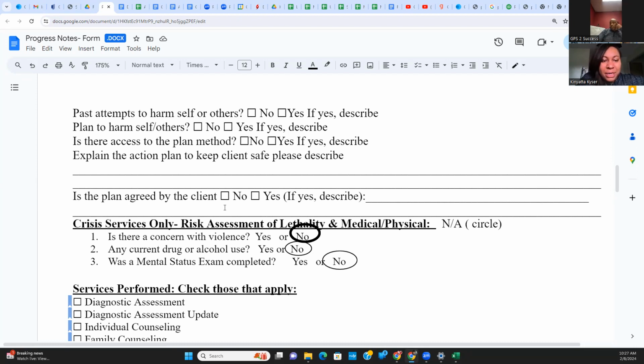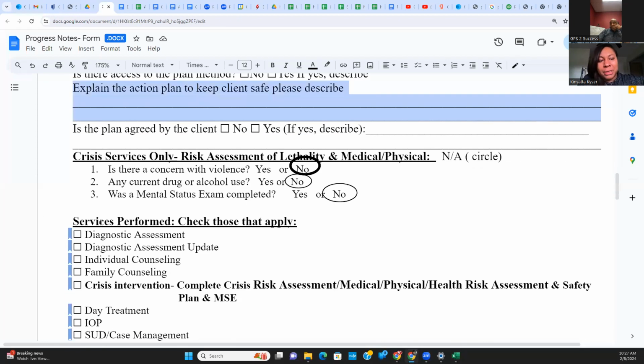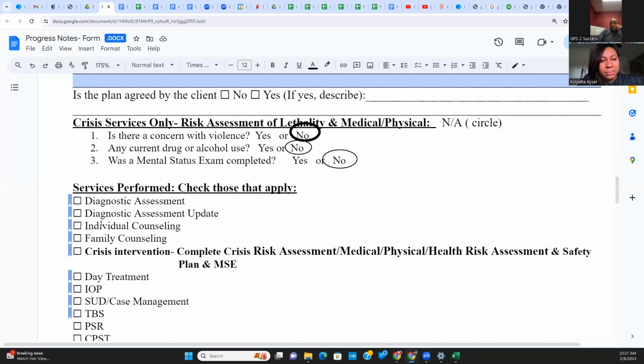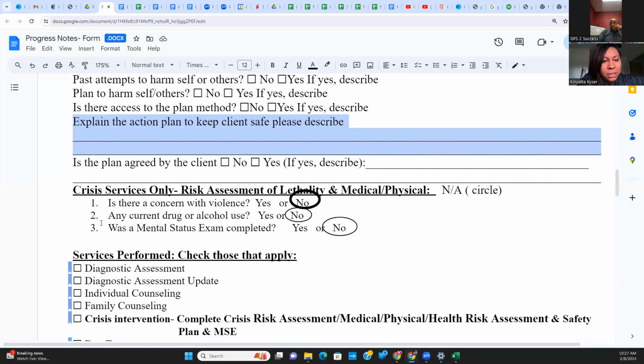Explain an action plan to keep clients safe and please describe. So y'all would have an action plan if any of these were yes. But that would already be listed in their chart online. But while you're doing paper charts, you would just put preventative action was put in place, so that client doesn't have access to means to cause self-harm.